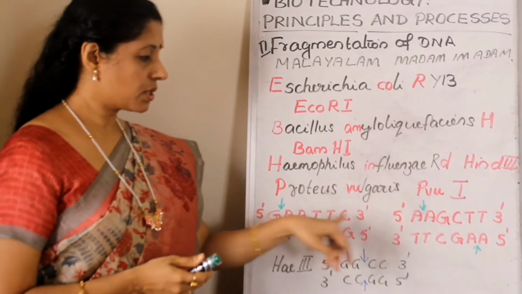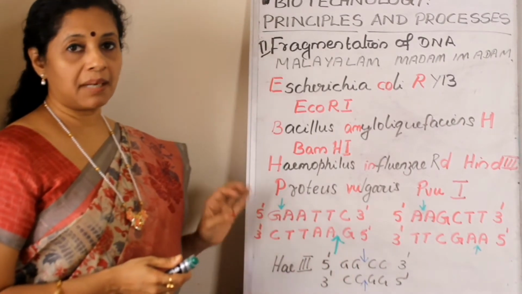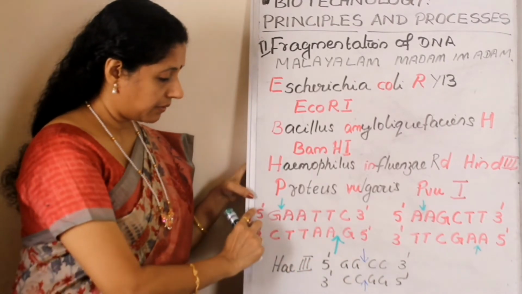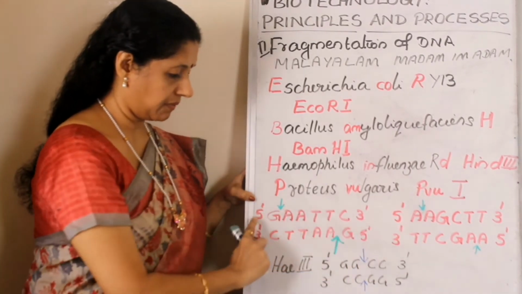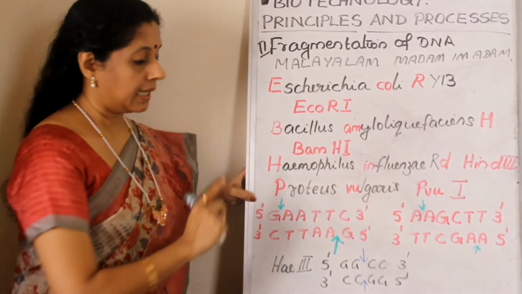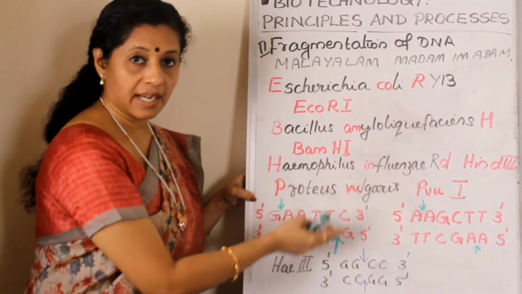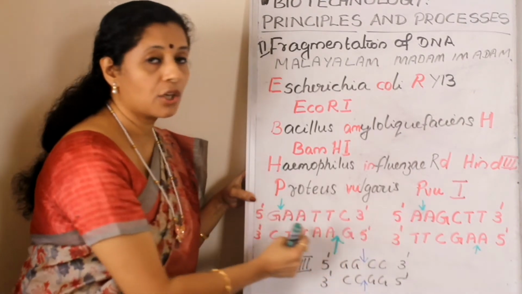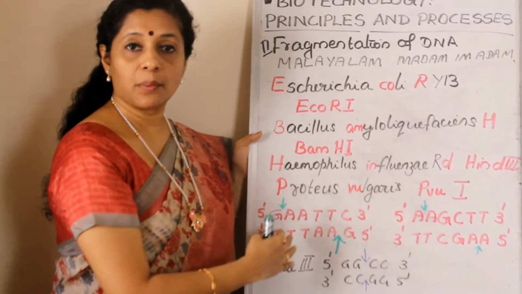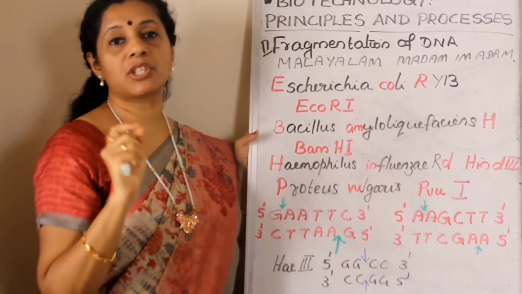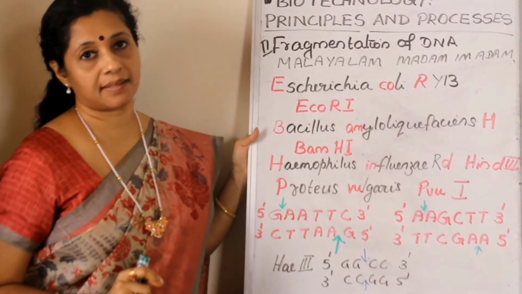The sequences also show palindrome, but it is a kind of rotational symmetry. How? Reading from 5' to 3', GAATTC. Again you have to read the next strand 5' to 3', GAATTC. So it is like a rotational symmetry. These are palindrome sequences, but each enzyme has its own specific palindrome sequence that it can recognize.